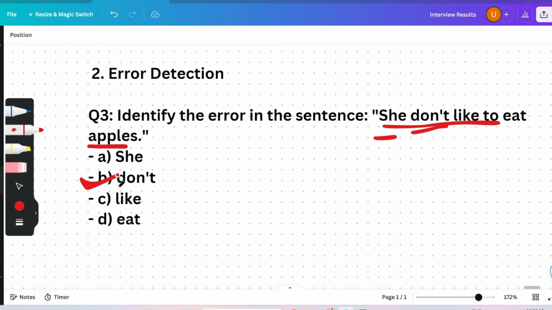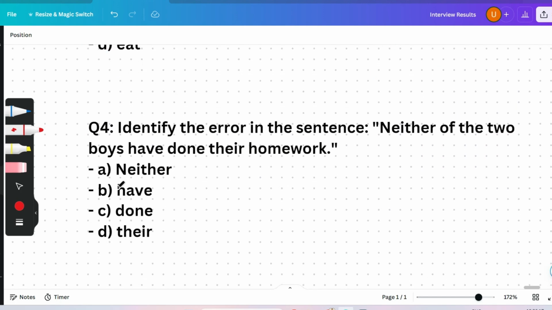So let me go to the next question. The next question is this: identify the error in the sentence. Neither of the two boys have done their homework. So what is the error in the sentence? What's the mistake in this sentence? So please give me the answer. Okay, so let me answer.